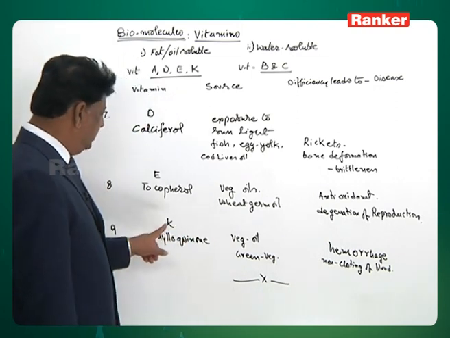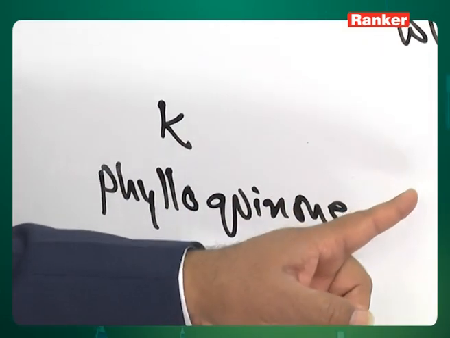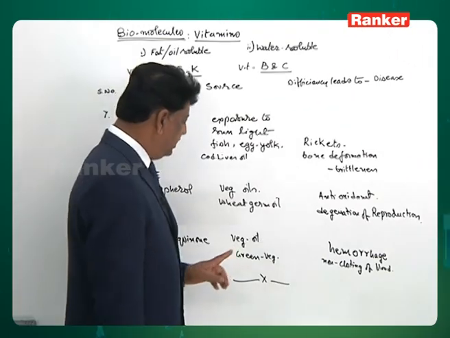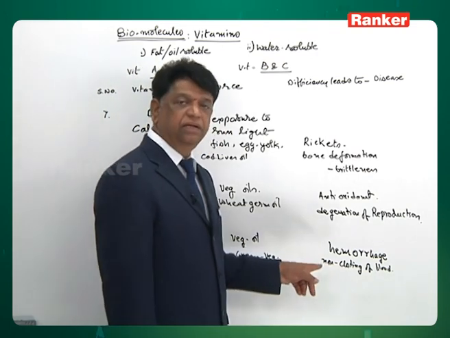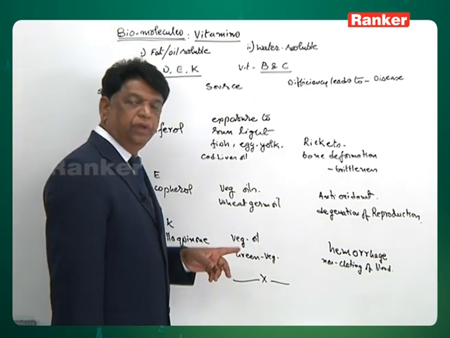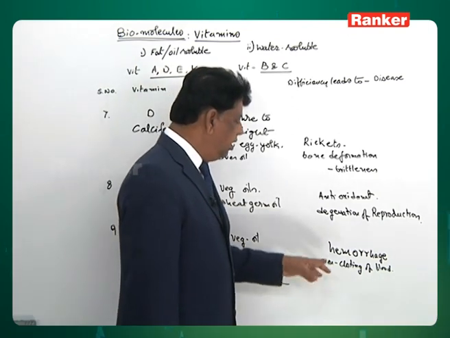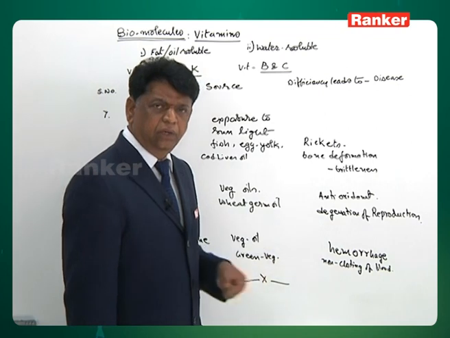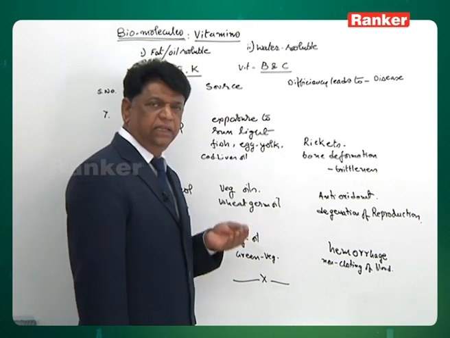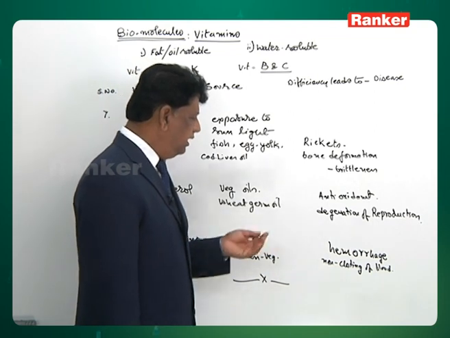Lastly, we have vitamin K, which is technically called phylloquinone. Its source is vegetable oils and green vegetables. The deficiency of vitamin K leads to hemorrhage. Hemorrhage is when the blood is non-clotting, so it continuously comes out, with leakage of blood in different places, like brain hemorrhage or different muscle hemorrhage and so on.